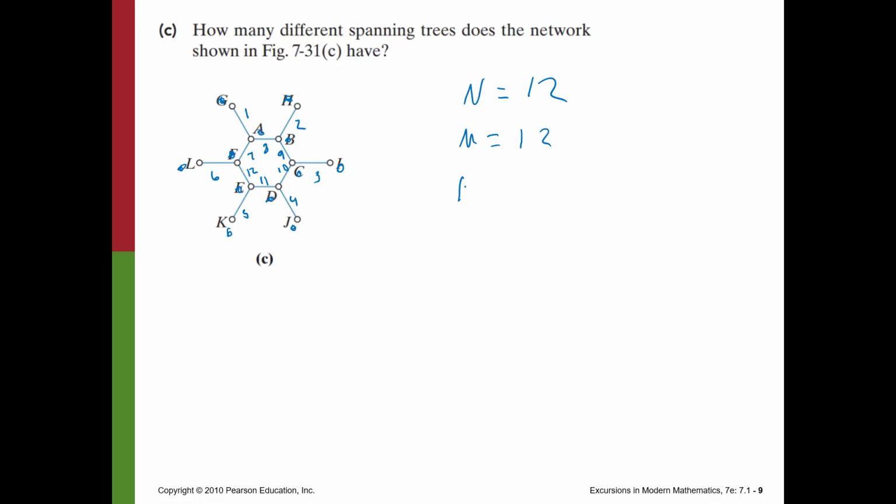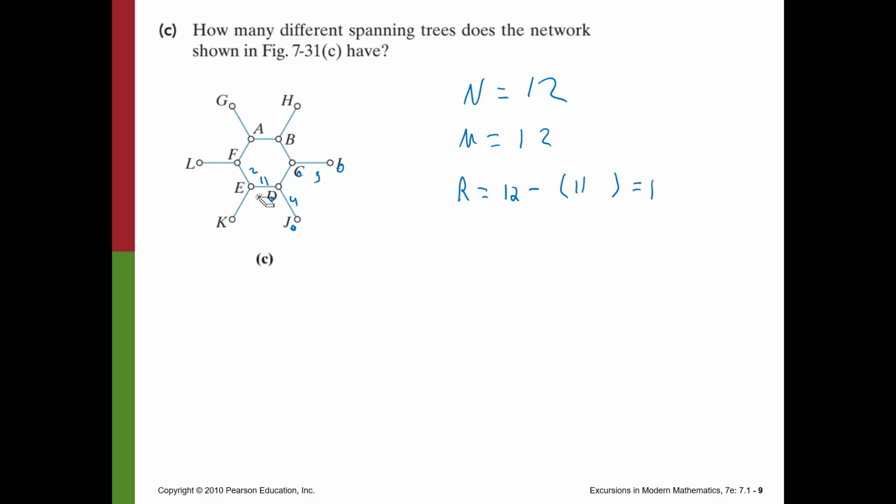So then the redundancy, right, is the number of edges that we have, 12, minus how many edges do we need for a tree? One less than 12, 11. And so we have a redundancy of 1, right? And so that means we only have one extra edge. But it can't just be any edge, right? We need to break up a circuit.